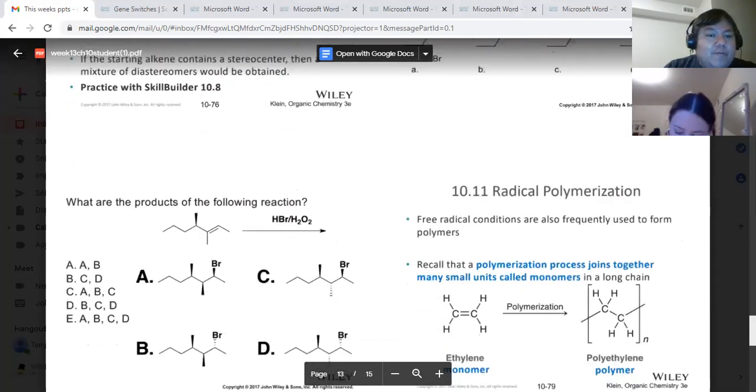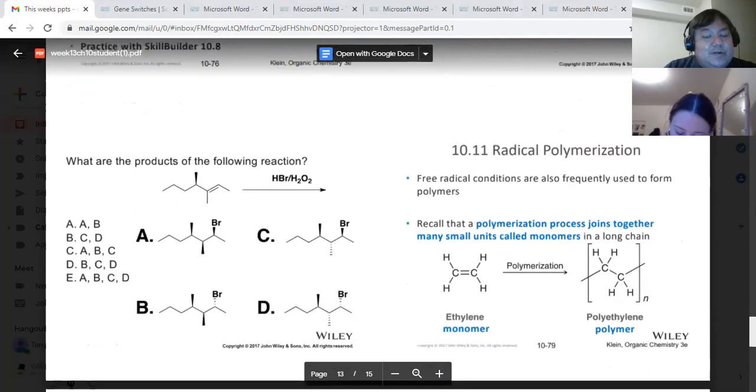All right. So what are the products of the following reaction? So this is a better one here. I don't remember if I said it was A. I think I said A and B, but then she said it was wrong. She said it was all of them.